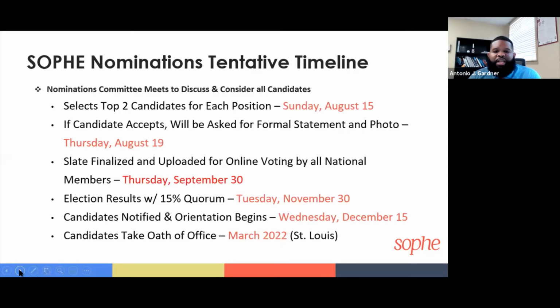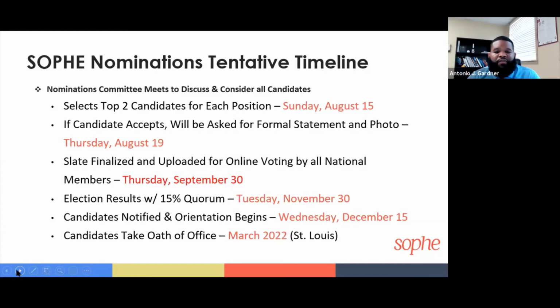The projected timeline for the nominations process is outlined on this slide. As a nominations committee, we want our slate, again, that's 2 candidates per position, prepared by August 15th. We will then follow up with candidates who were selected to be on the slate to confirm that they are still interested in running for office. And if accepted, we will ask them to provide formal statements and photos by August 19th.